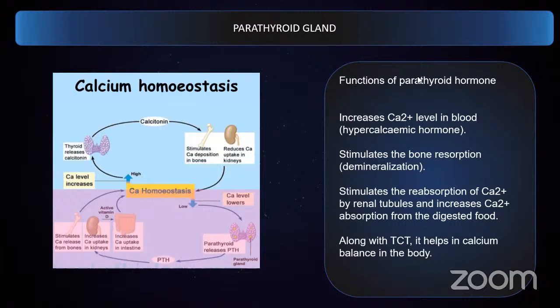That means the bone cells will start breaking, and then it releases the calcium that is present in the bones into the blood. It also affects your renal system, that is the renal tubules, where calcium loss is prevented and more calcium is reabsorbed back into the blood. It also affects our intestines, where more absorption of calcium takes place in our digestive tract. So along with the TCT that we talked about, the calcium balance is also provided by this parathyroid hormone.